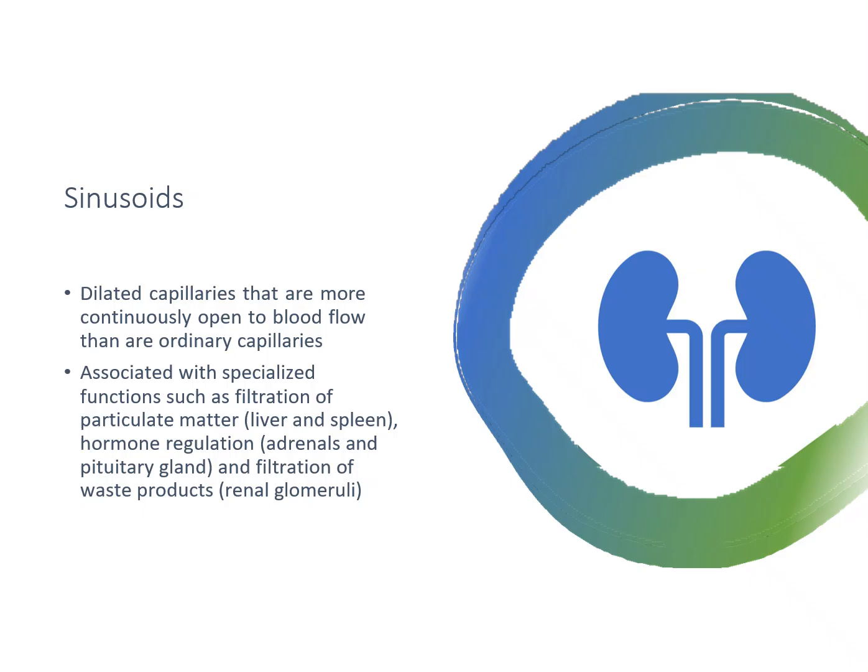So big picture takeaway, sinusoids exist where the body needs high volume exchange, low resistance, and specialized filtering or secretion. They trade tight control for efficiency, and clinically that trade-off matters because sinusoids are so open they are vulnerable to congestion, sensitive to pressure changes, and easily affected by systemic disease. So when you see dilated, irregular vascular spaces on a slide, especially in liver, spleen, endocrine tissue, or kidney, you should be thinking sinusoidal structure and function, not pathology first.